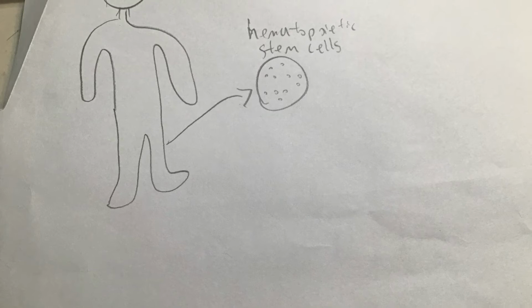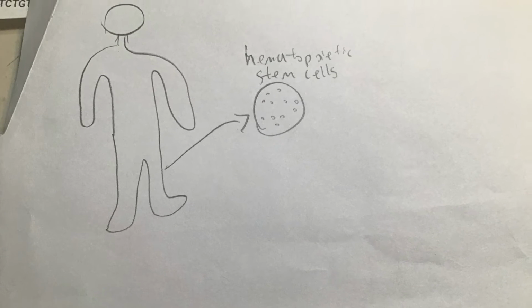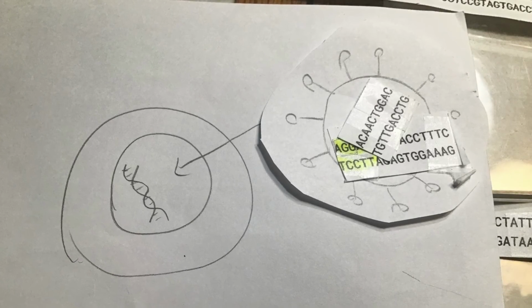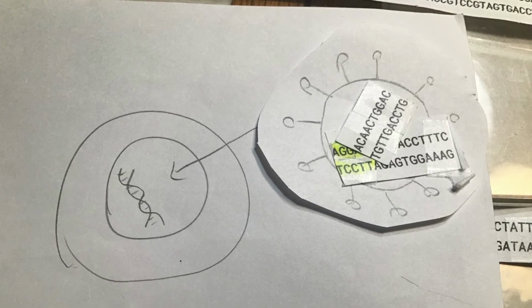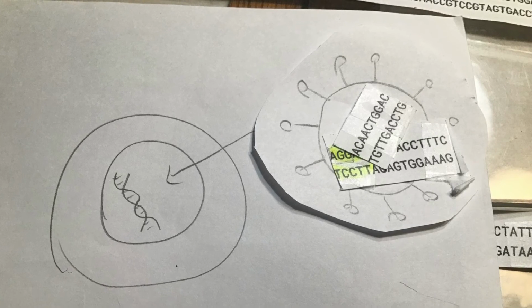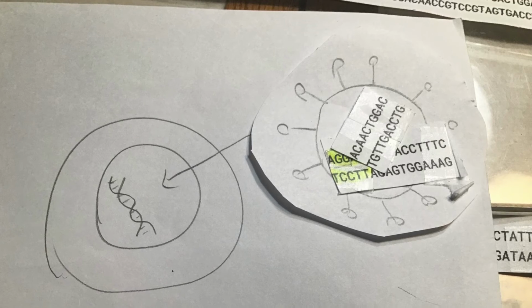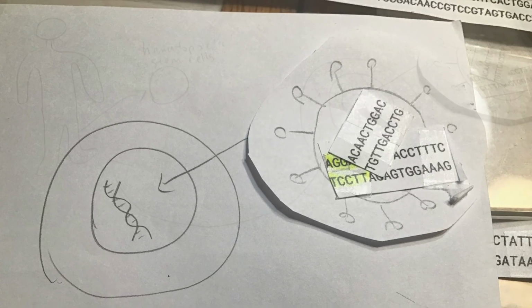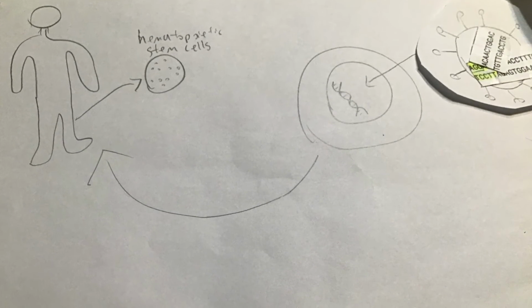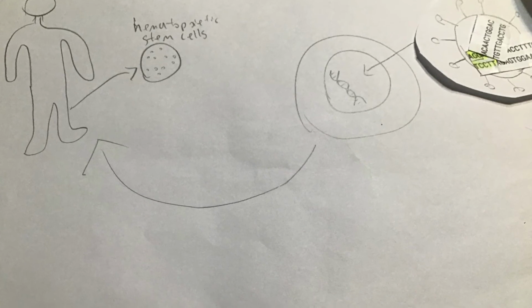The hematopoietic stem cells will first be taken out of the patient's body. Then, a retrovirus with the correct code for the protein will integrate its DNA into the cell's chromosome. Finally, the cells will be injected back into the patient where they can replicate and produce the correct protein.